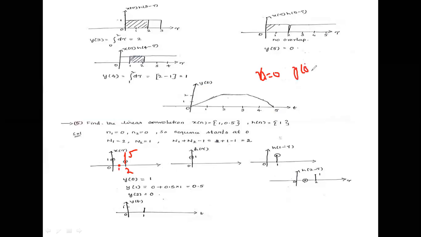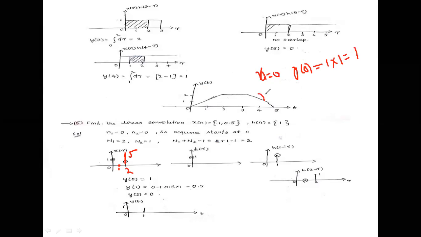Y of 0 is equal to. Now you can multiply the two functions. At 0 there is a value of 1 for x, and at 1 it is 0, at 2 it is 5. Here we have only one value at 0. So 1 into 1 is 1. Y of 0 is equal to 1.